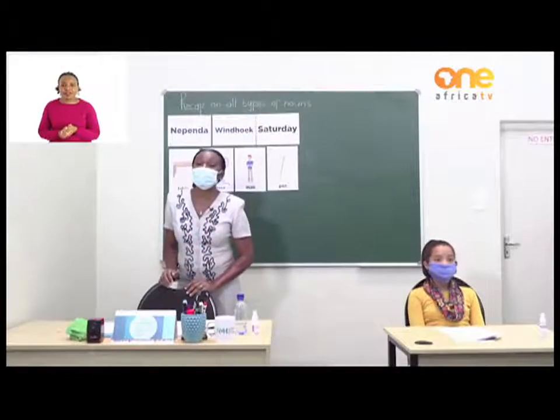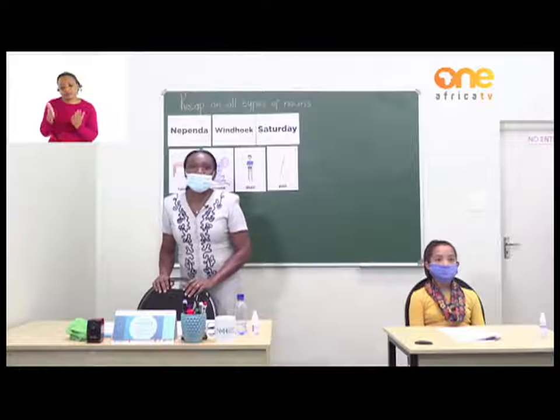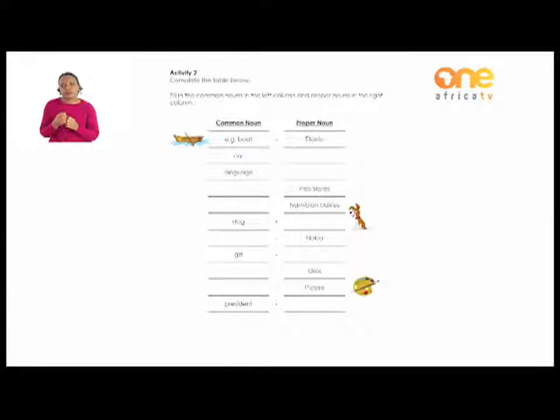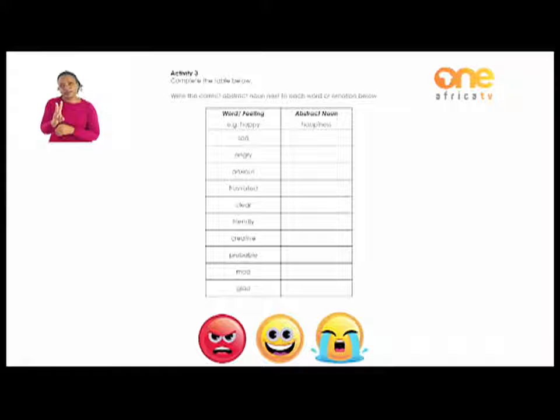I have done so much talking today, so now it's your turn to do your activities. On page 5, you are going to do activity 2. What are you going to do? You are going to fill in the common nouns in the left column and the proper nouns in the right column. So that is the activity that you are going to do on that page. Moving on to the next page, and that will be page 6. On page 6, you are going to do activity 3. Now, the instruction says, write the correct abstract noun next to each word or emotion below.